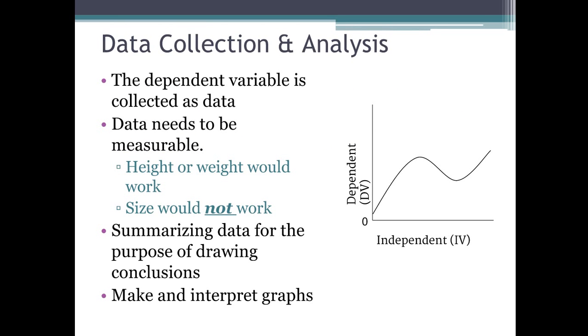After you've run your experiment, you're going to have data. That's going to be what you collect from your dependent variable. The data needs to be in some way measurable. Typically, we say something like height or weight instead of something like size. Size is just kind of a general idea, whereas height and weight are specific measurable pieces of data.